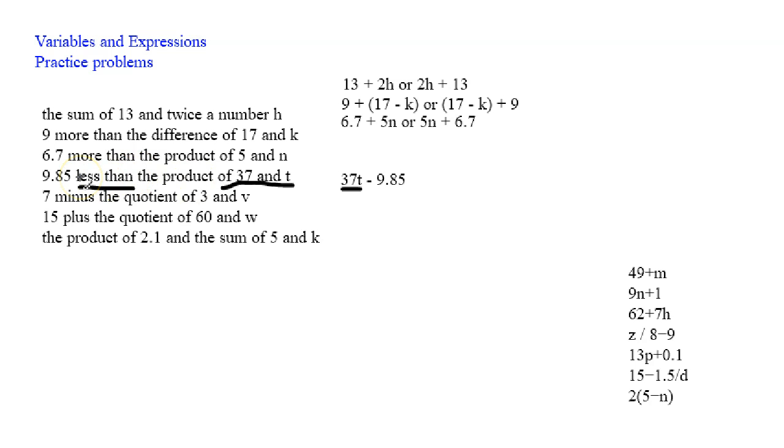And the less than, once again, if you take that t, which was a variable, a number we picked, and 37, let's say we got 15. So we would say 9.85 less than 15. We would write 15 first and then minus 9.85. So that's why we're rewriting it as 37t minus 9.85. Now let's take a look at 7 minus the quotient of 3 and v.